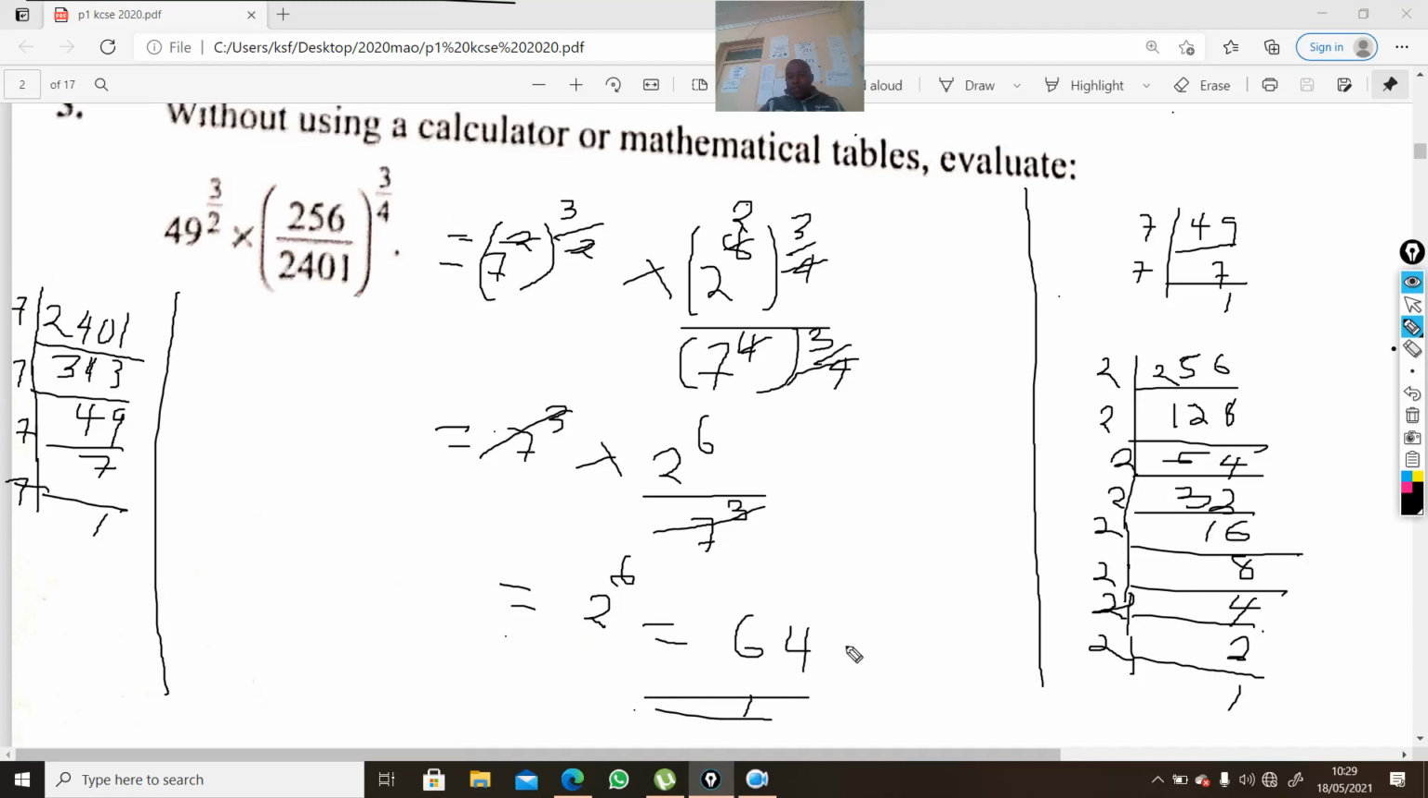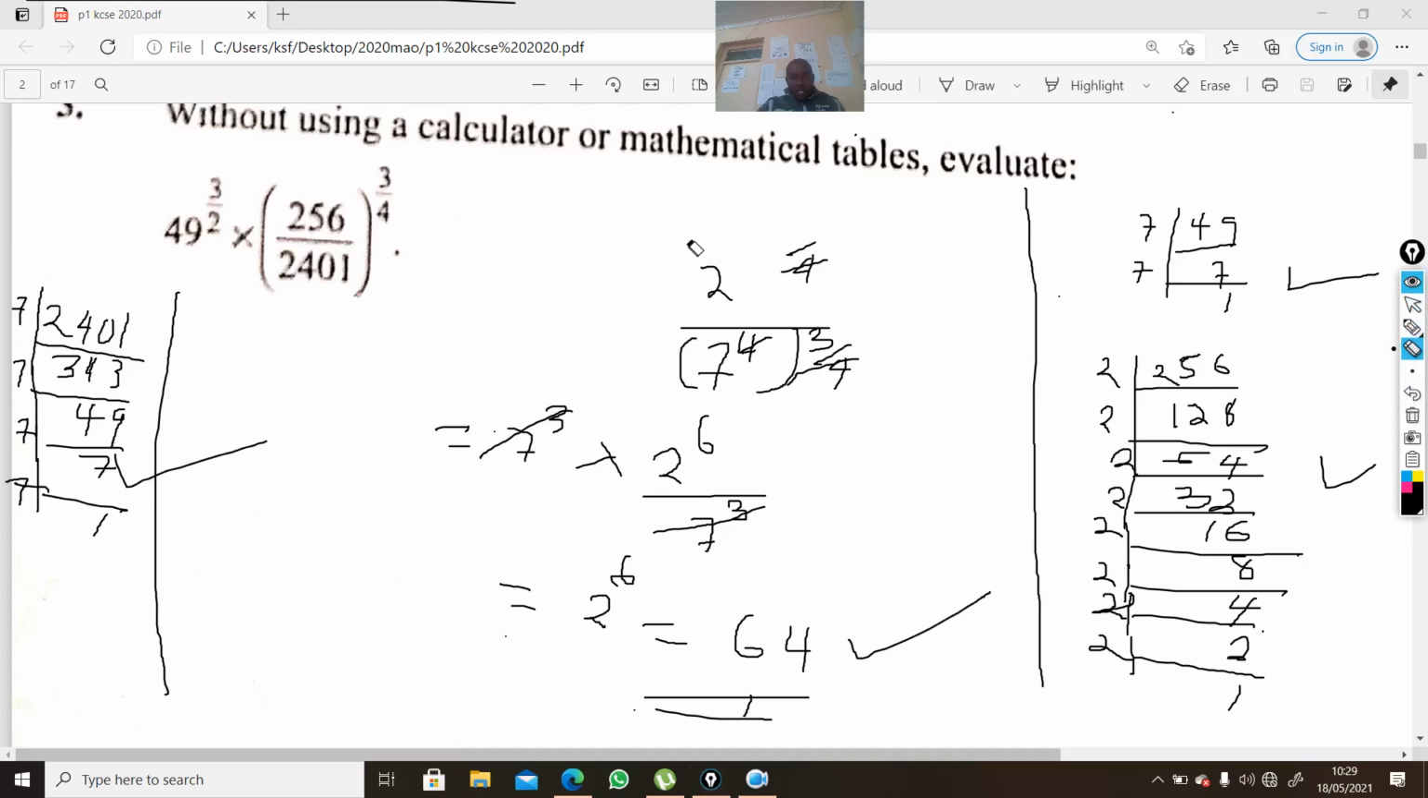So that is how you are to use a calculator, but brightly. So this one must be shown. If these ones are not shown, then you don't score. They must be shown for you to score because you are told without using a mathematical table or calculator. So in such a scenario, you must follow those instructions and do as per the instructions.